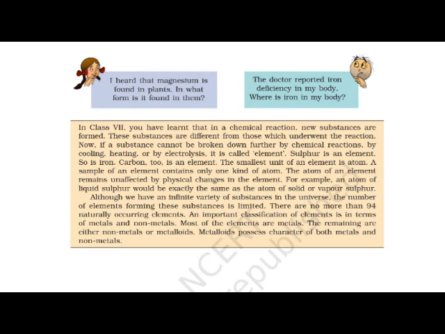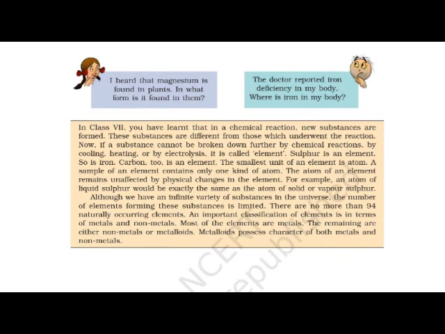Sulfur is an element. A sample of an element contains only one kind of atom. The atoms of the element remain unaffected by physical changes in the element. For example, an atom of liquid sulfur would be exactly the same as an atom of solid or vapor sulfur. See, an element contains the atom as its basic content. An atom of every element is the same, meaning even if it is present in the form of solid, liquid, or vapor, it is the same.